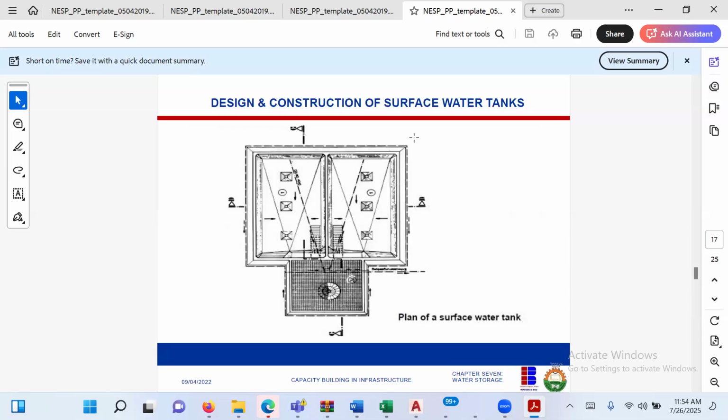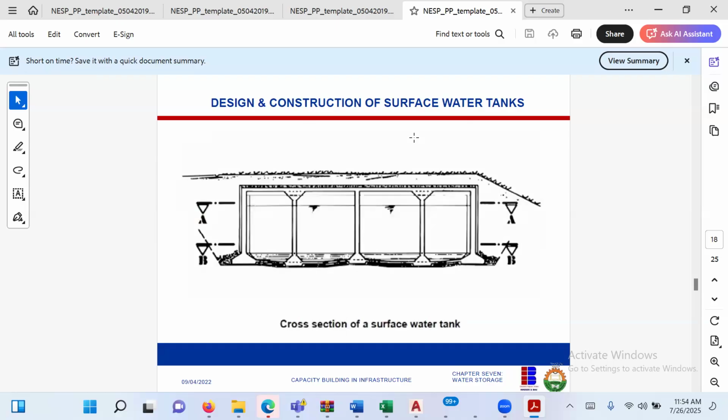So, construction of a surface water tank. I'll leave this for you to study. This is the elevation, how it looks like. You know, these are cubicles. Remember, don't always build big tanks with only one baffle wall or one cubicle. The pressure or hydraulic jump can cause a problem. Even the trucks that supply fuel, if you go inside them, you find out that they partition them into compartments. It is the same principle.